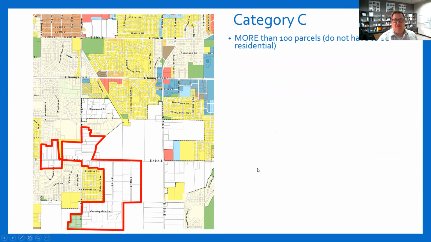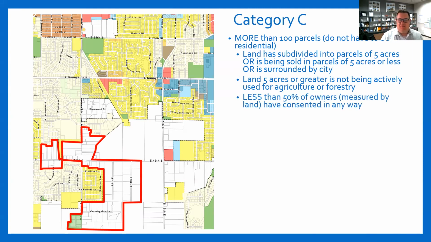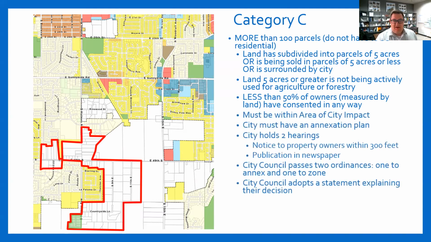Okay, so in category C, you're still dealing with more than 100 parcels. And you're still dealing with all the rules around 5 acres and ag and forestry. All those things are the same. But now we're talking about where less than 50% of the owners have consented in any way. In those situations, a city can still attempt an annexation. And they go through the same process. They still have to be in the area of impact. They have to have that plan. They have to hold the hearings. But at the end of the process, they have to poll all of the owners. And if less than 50% of the owners consent, the city cannot proceed with the annexation.